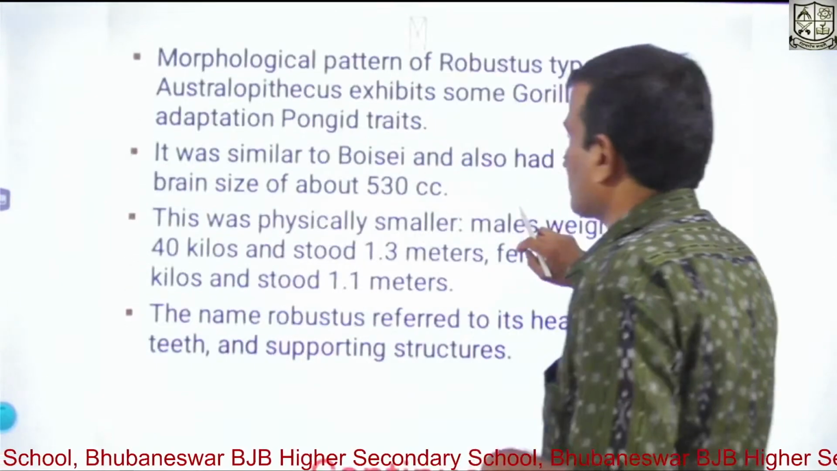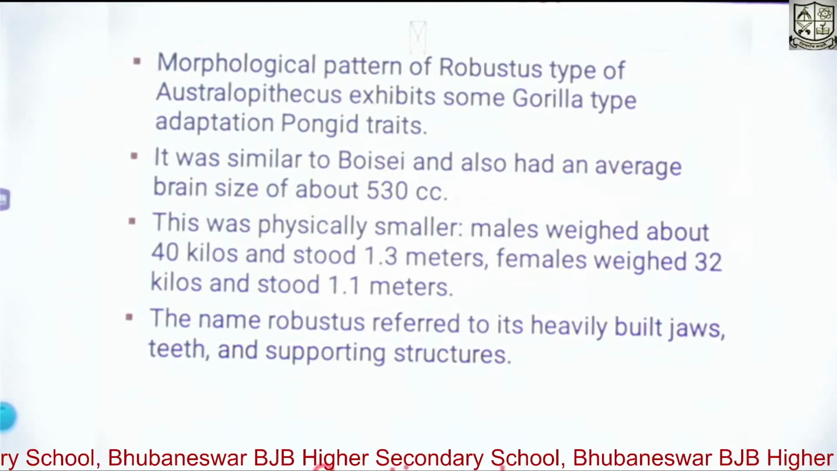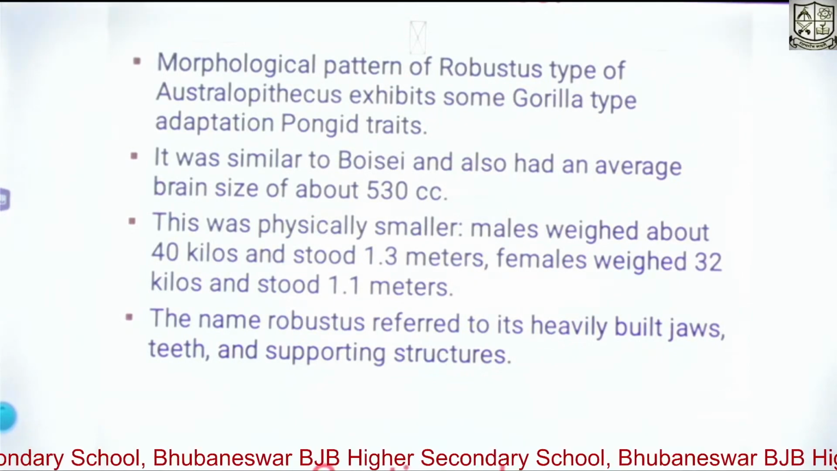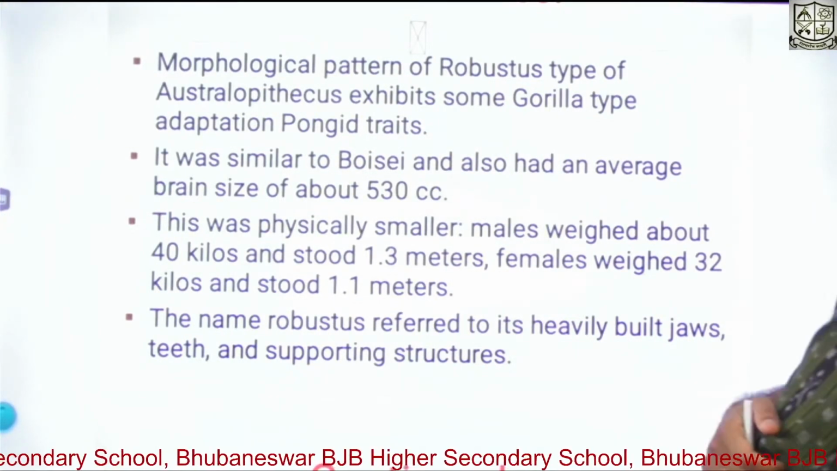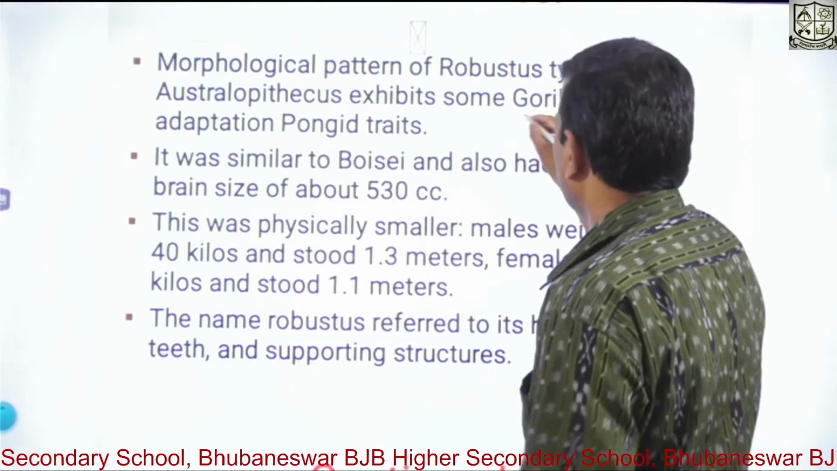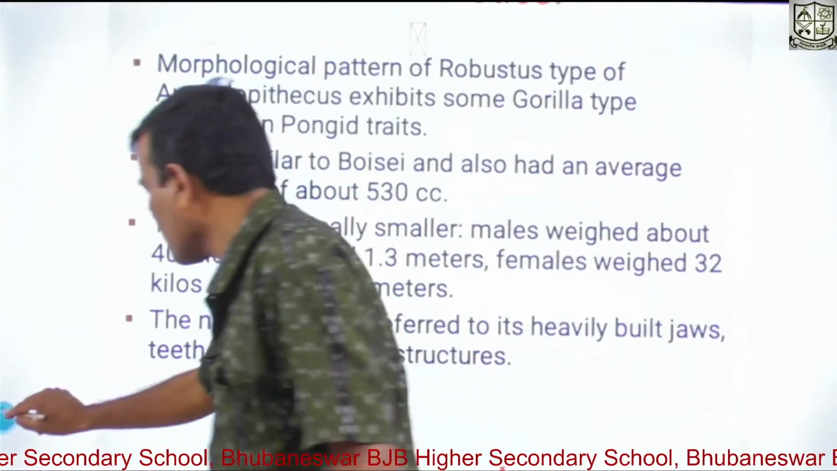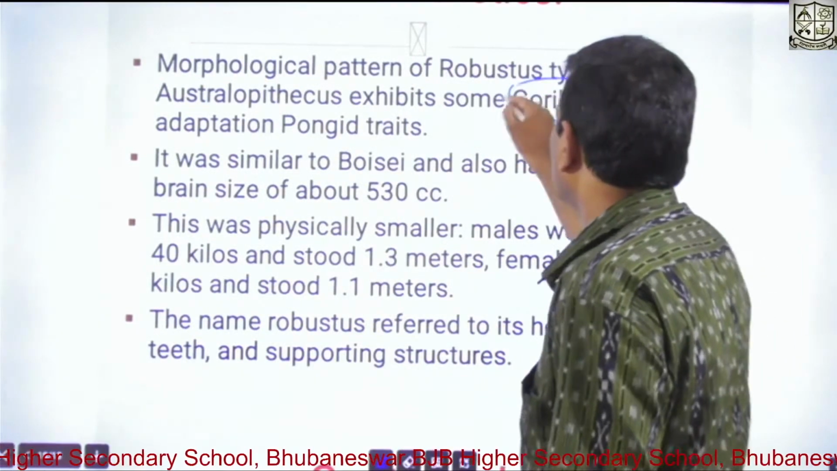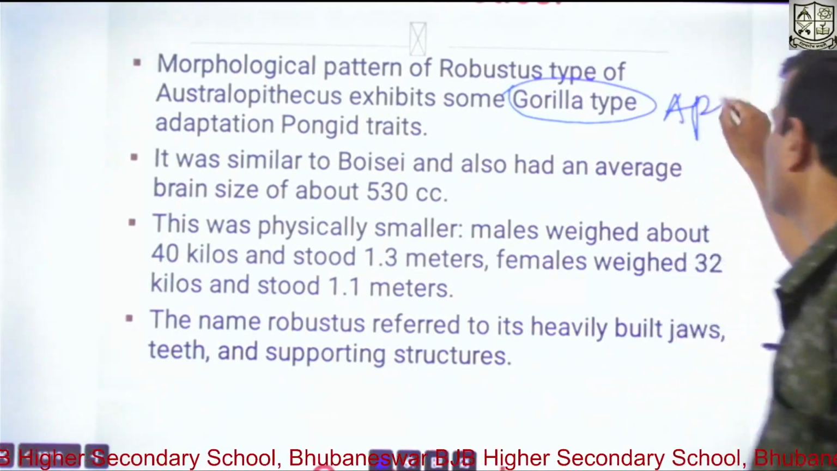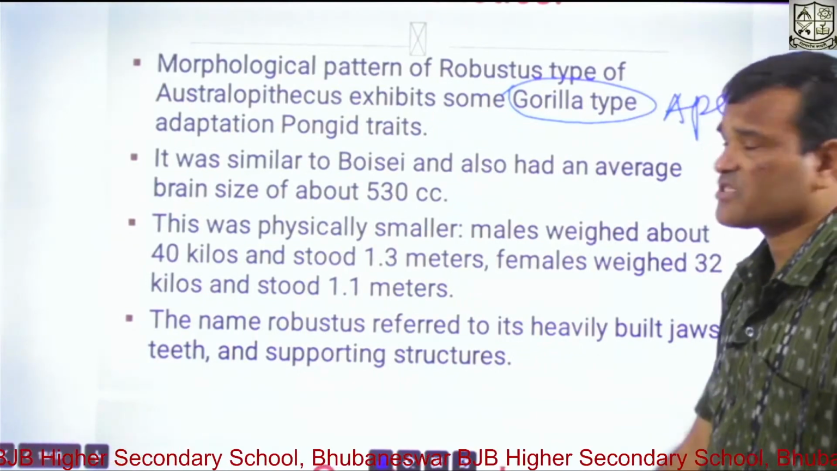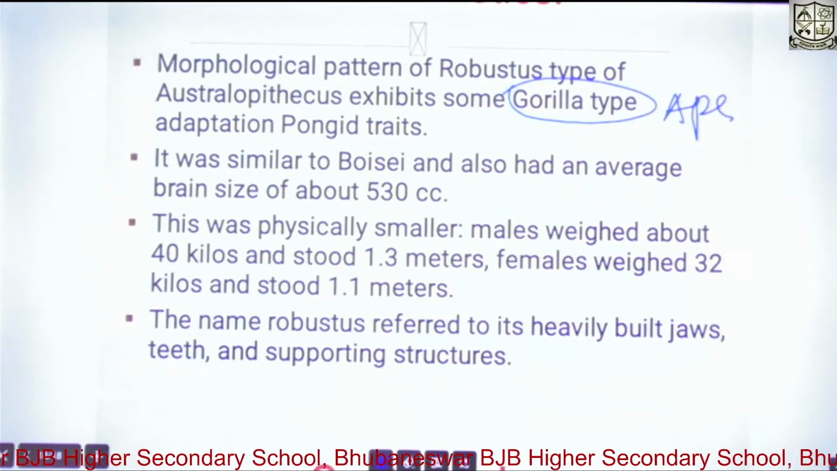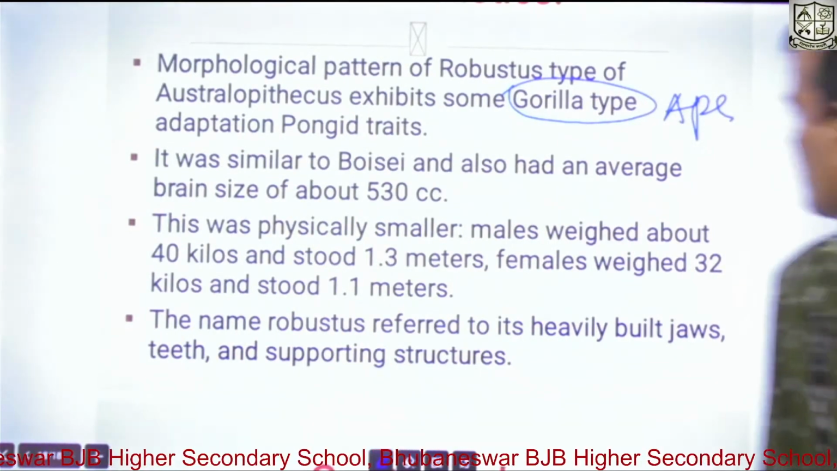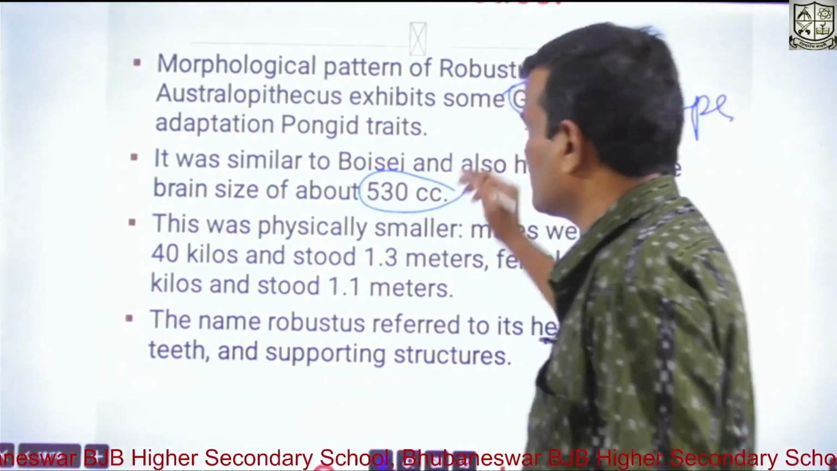The anatomical characteristics of Australopithecus robustus, that is the morphological pattern of robustus type, exhibit some gorilla type, whereas africanus was more chimpanzee type. It was similar to boisei and also had an average brain size of about 530 cc cranial capacity.